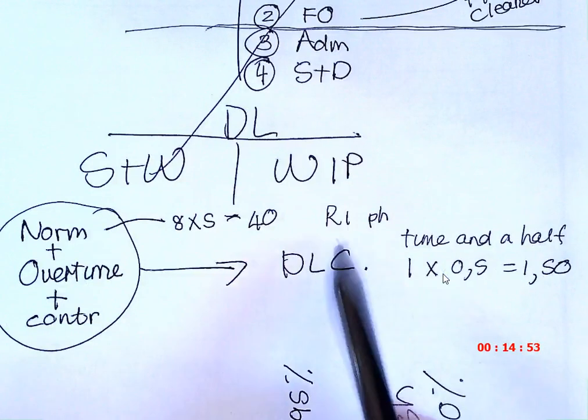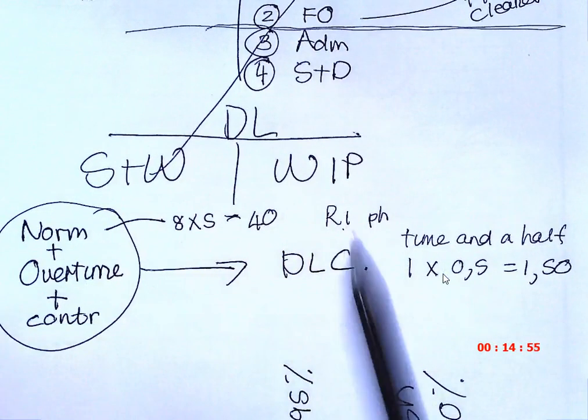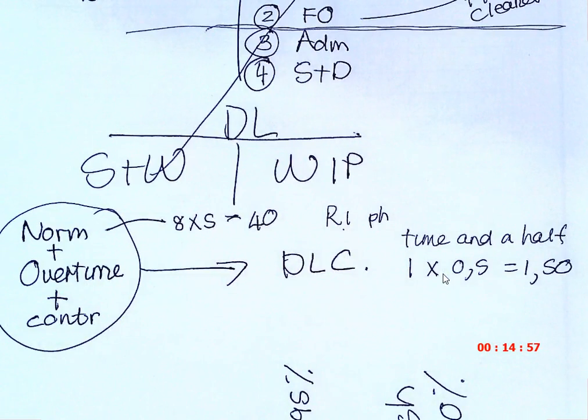Can you see? It's literally what I would get for norm time plus half of what I get for norm time. That's time and a half. You just times it. Okay, did I answer your question? Okay.